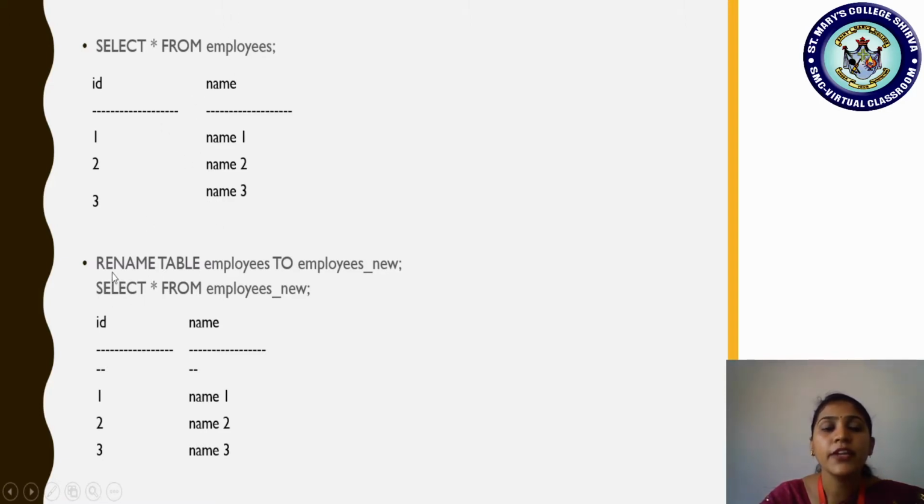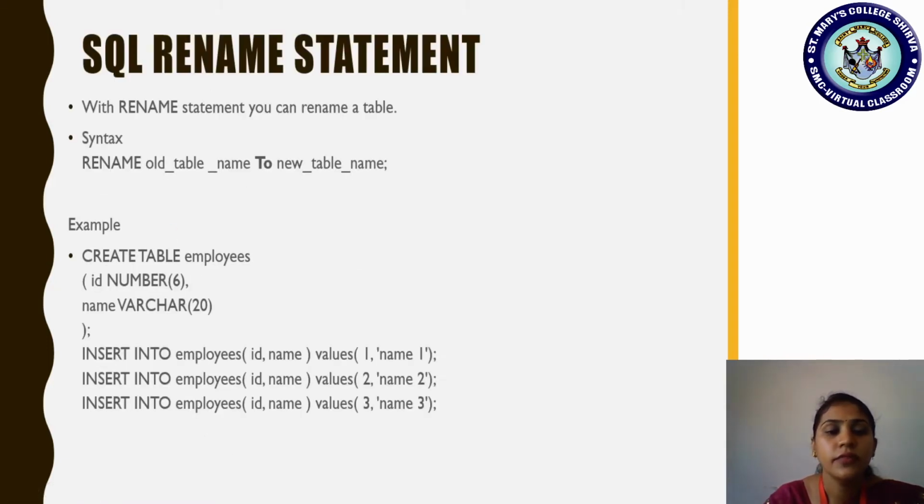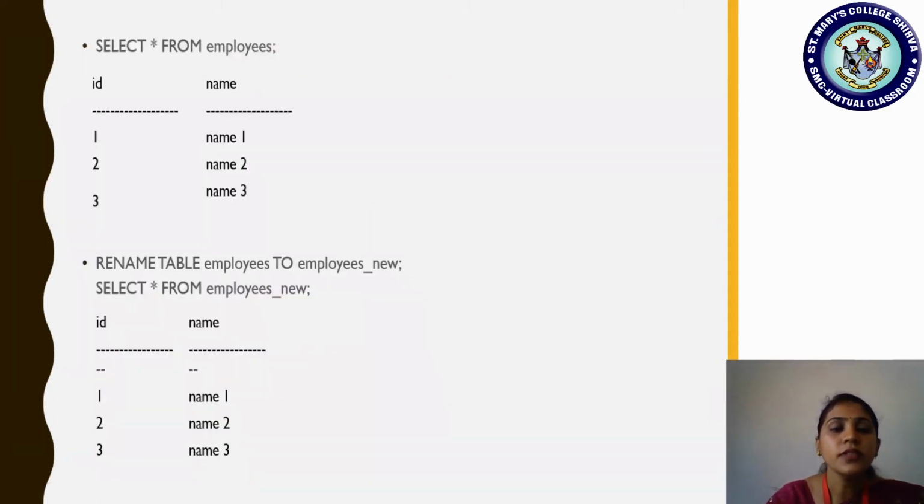Rename. We can use which one? Rename keyword. Okay. So rename, what is the syntax we just now found? Rename old table name to new table name. Okay. So this is what we are finding. Rename table employees to employees underscore new. So this is the implementation.